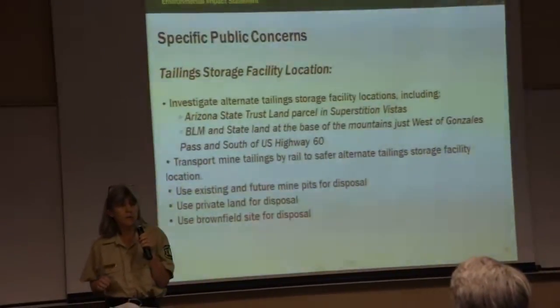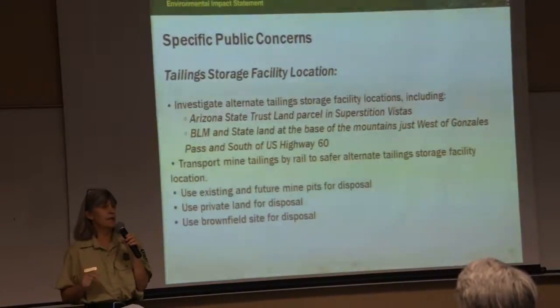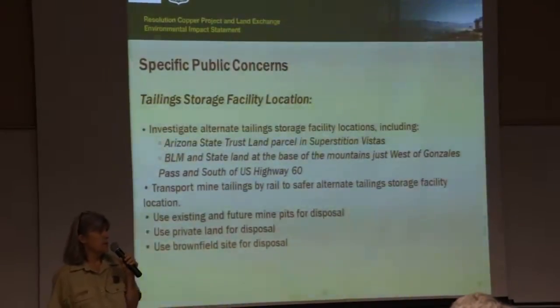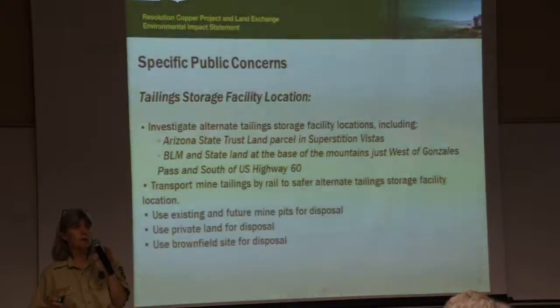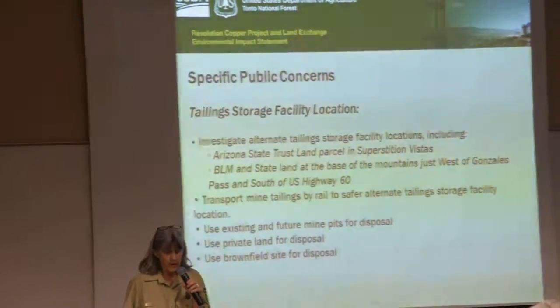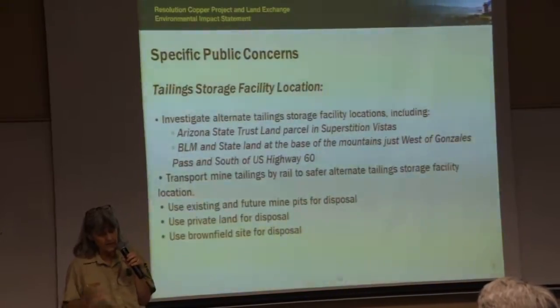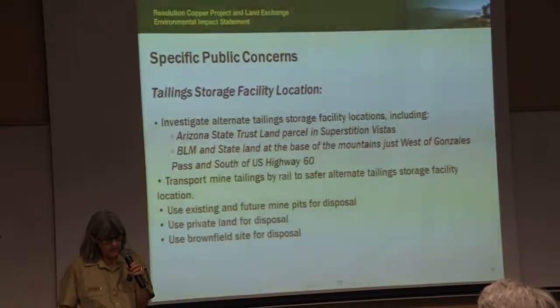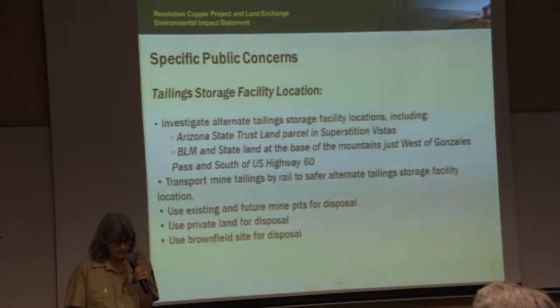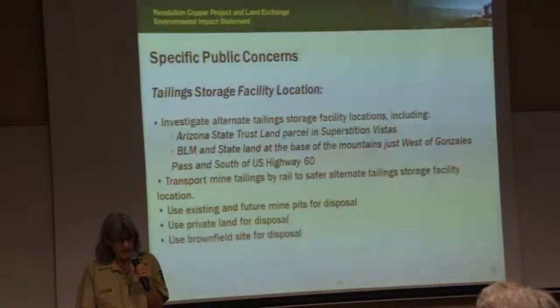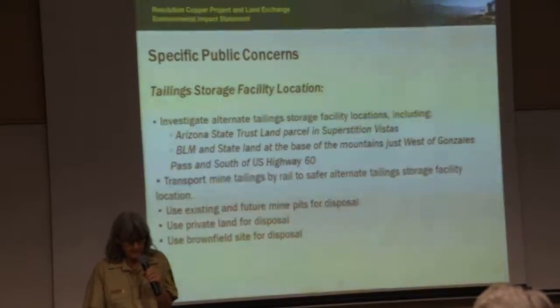So I want to drill down a little bit tonight. If you were at last night's meeting, these are some new slides. We wanted to highlight some of the specific comments we heard about tailings storage facilities. What we received in the comments are some requests about investigating alternative tailings locations, and some of them were specific. For instance, an Arizona State Trust Land parcel in the Superstition Vistas, as well as the BLM and state land at the base of the mountain just west of Gonzales Pass and south of US Highway 60.